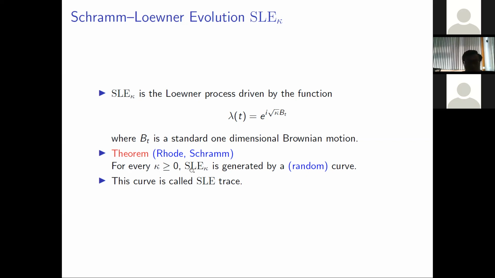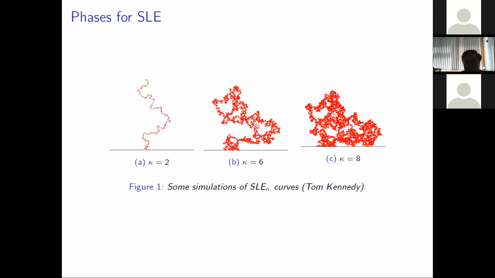So for every kappa, SLE kappa is generated by this family of domains Omega t, now unbounded, the completeness of the curve in the plane. And we see that SLE depends on the parameter kappa. This curve we call the SLE trace. Here are some simulations of the SLE curve done by Tom Kennedy.